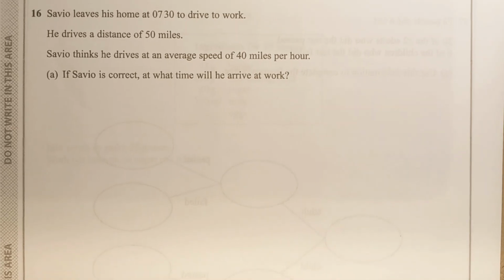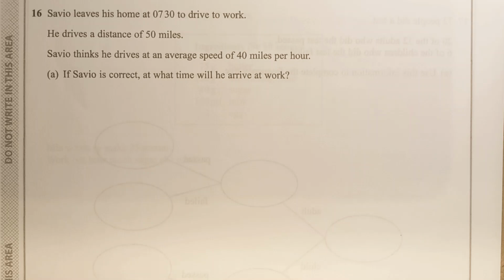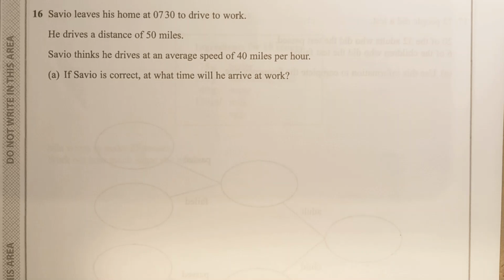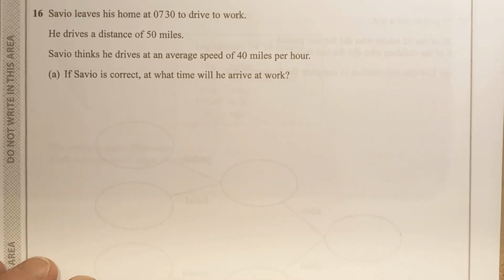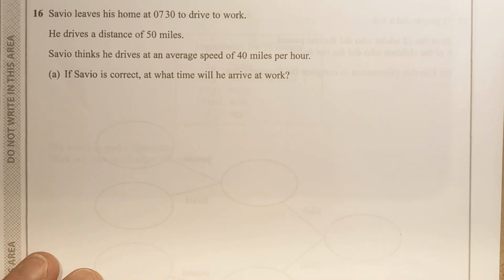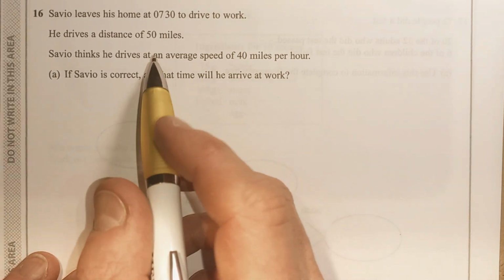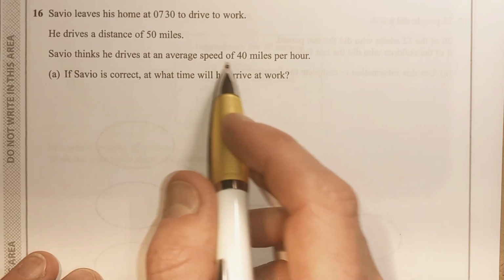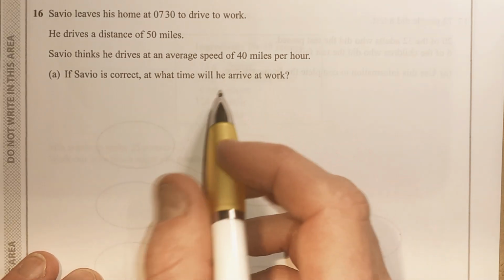Question 16. Savio leaves his home at 07:30 to drive to work. He drives a distance of 50 miles. Savio thinks he drives at an average speed of 40 miles per hour. If Savio is correct, at what time will he arrive at work? Okay, so he's doing 50 miles and he thinks he's driving at an average speed of 40 miles per hour.